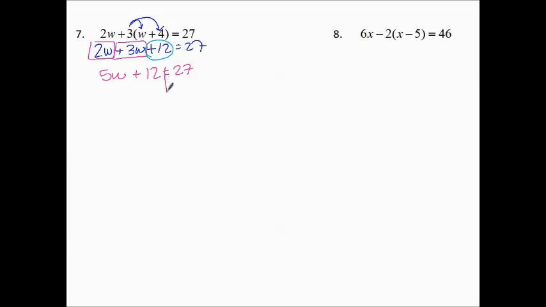Again, I'm going to draw my line down my equal sign, and I want to solve for w, so I want to get rid of my 12 first. When I see plus 12, I want to do the opposite. I want to subtract 12 using my subtraction property of equality. 12 minus 12 goes to 0, so they cancel. 5w is equal to 27 minus 12, which gives me 15.